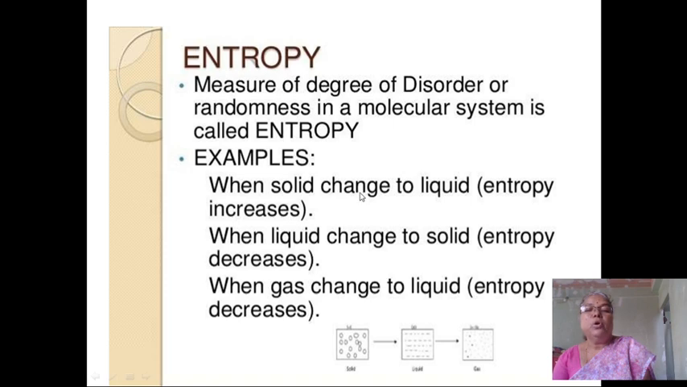Examples: when a solid changes to liquid. That means when we heat any solid, its orderliness decreases and disorder increases. That's why the entropy increases. In another example, when liquid changes to solid, disorder decreases and order increases. In this case, entropy decreases. And in the third example, when gas changes to liquid, again the disorder decreases and order increases. That's why entropy decreases.